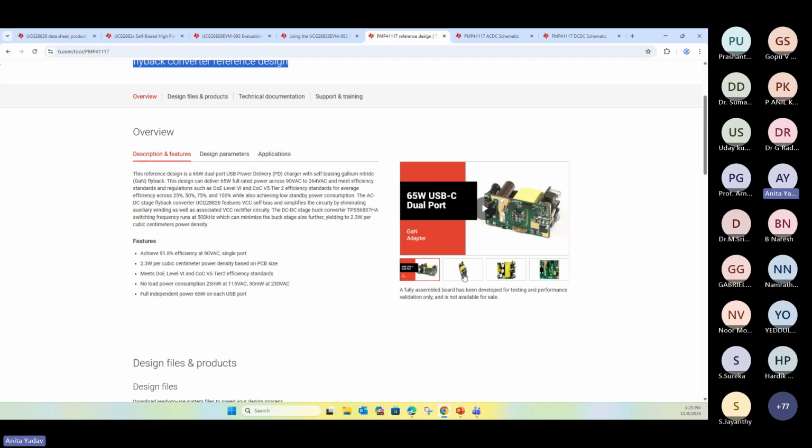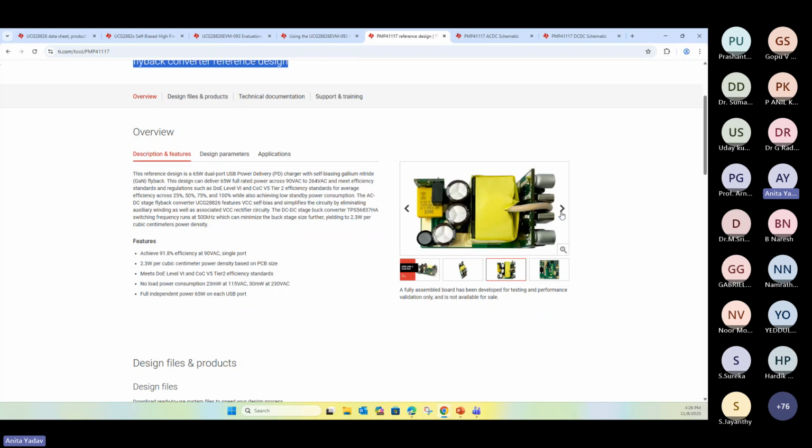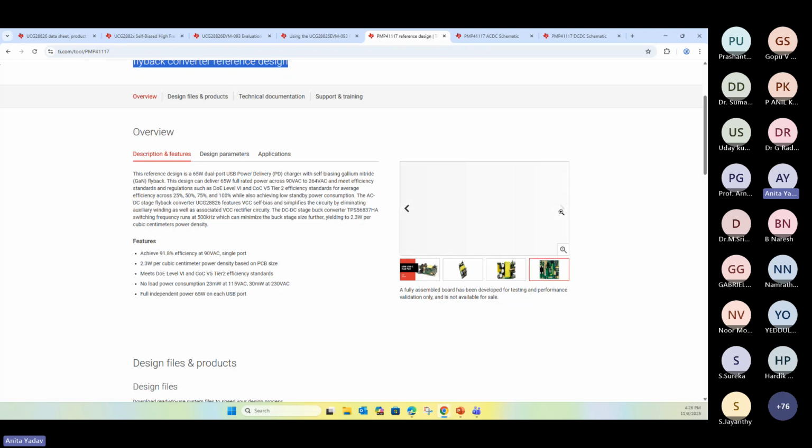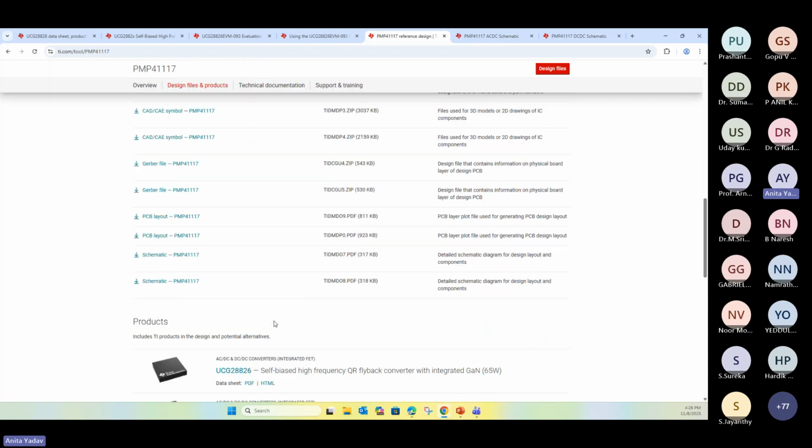And a video is also available here. You can go and see that this supports 2.3 watt per cubic centimeter of power. And dual port means this is what it looks like. Compact design. This is basically the circuitry which is inside your adapter case. This is the open one. To go into the detail, I will go through the schematic first.